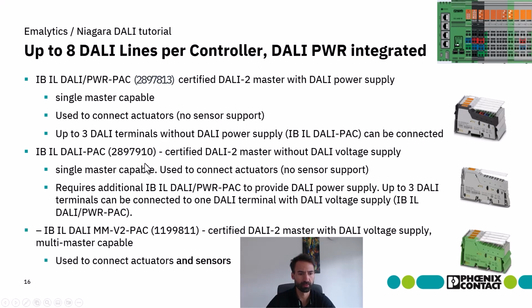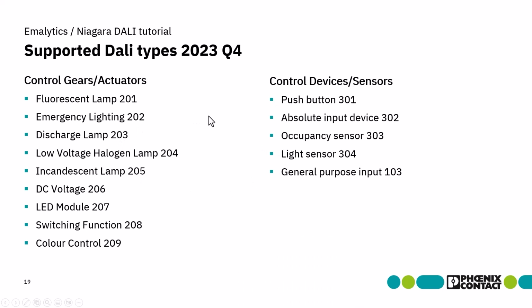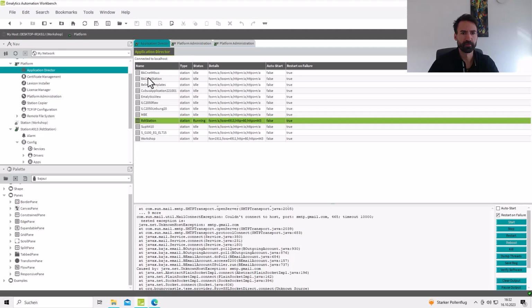When it comes to DALI 2 sensors, we should choose the IBIL DALI Multi-Master Volume 2 Pack module, which is a certified DALI 2 master with DALI voltage supply and multi-master capable. So we can connect actuators and sensors. With October 2023, our software supports the following control gears and control devices like mentioned here. Further information you will directly find in your workbench help.